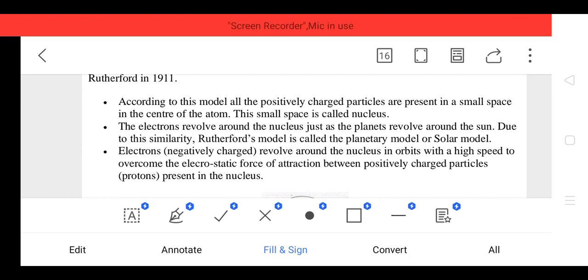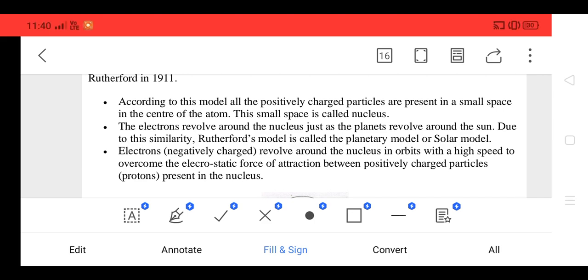Just as the planets revolve around the sun in a path, he compared the electrons revolving around the atom to the planets which are revolving around the sun. That is why it is called the solar model or planetary model.